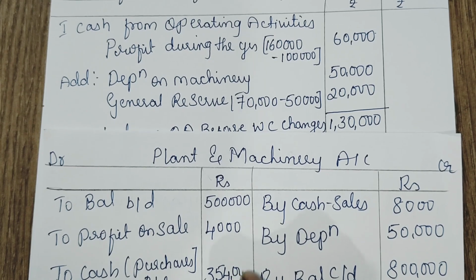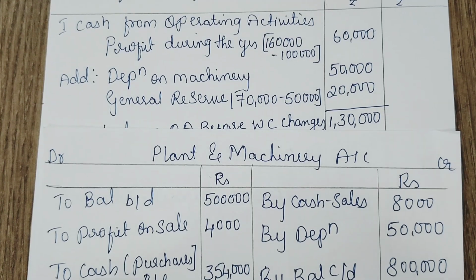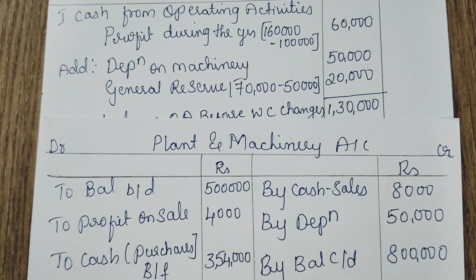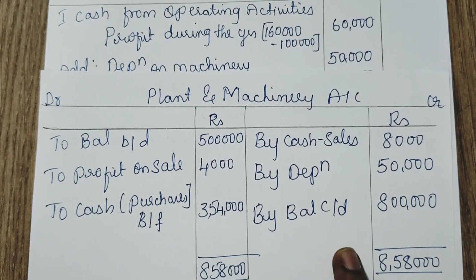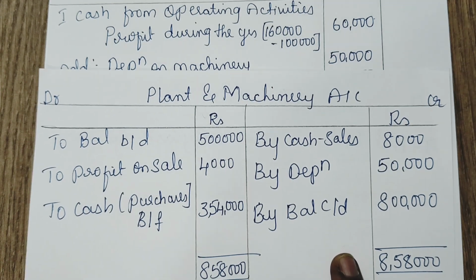3,54,000 is the balancing figure that will be considered as a purchases balancing figure. If in case debit exceeds the credit, then here we are taking it as a sales. The balancing figure will be considered as a sales. This you need to remember.